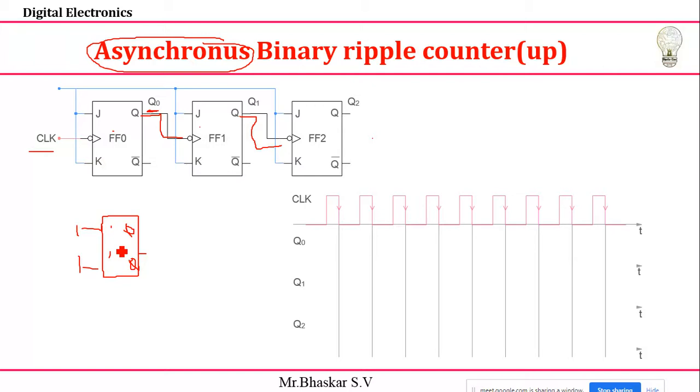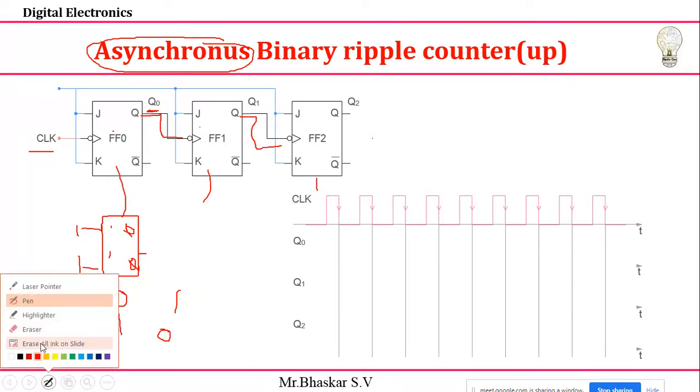Toggling means it totally depends upon the previous value. If my previous value is 0, the next value is 1. If the previous value is 1, the next value is 0. In this way it will work, meaning all flip-flops are working in toggling mode. Remember the conditions I set in this circuit.